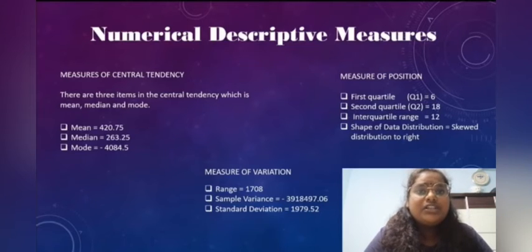By using the formula, I calculate first quartile equals 6, second quartile equals 18, interquartile range equals 12. And last but not least, shape of data distribution is skewed distribution to the right. It is because mean is the highest, median is the second highest, and the mode is the lowest. So because of that, the shape of data distribution is skewed to the right. That's all from me. Thank you.